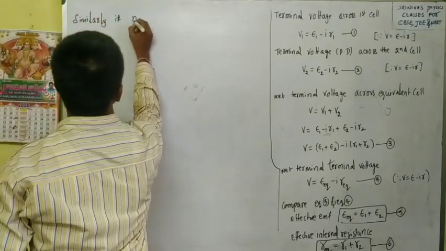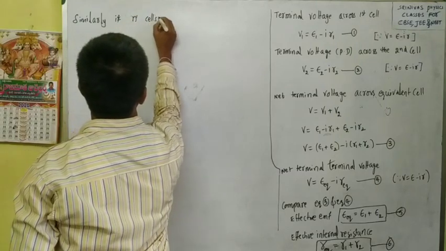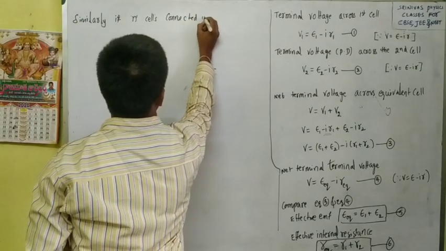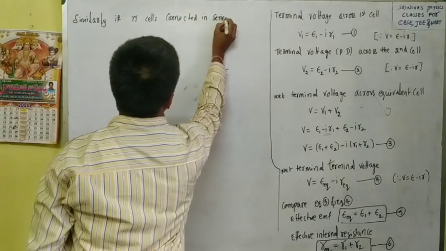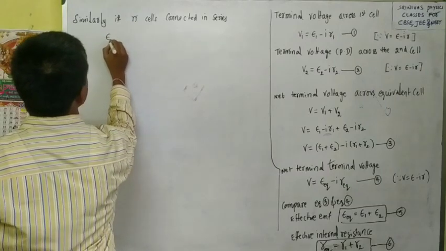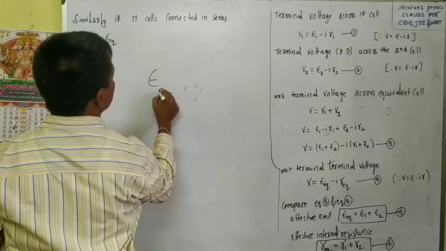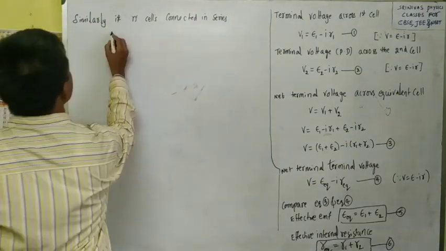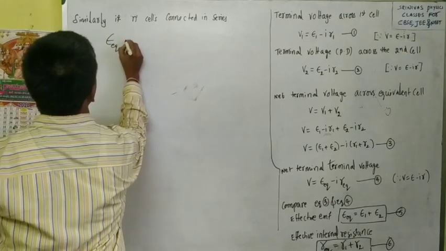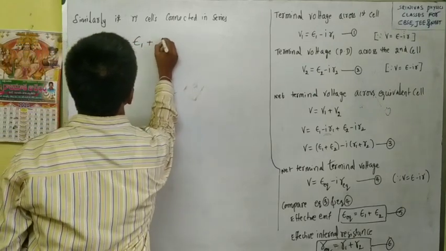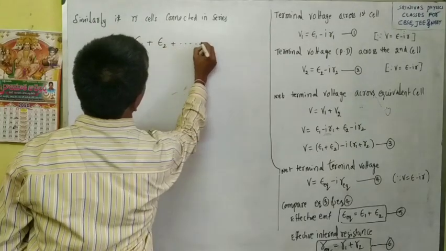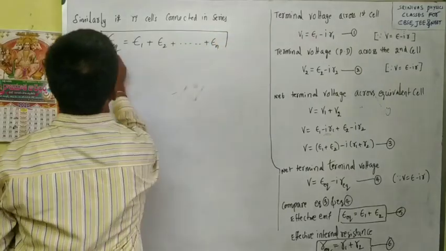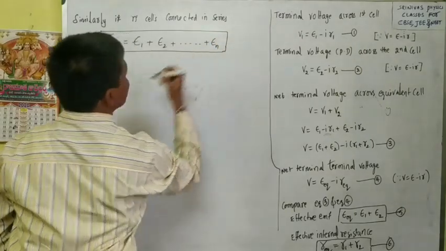Similarly, if n cells are connected in series, then the effective EMF formula is E equivalent. E suffix equivalent is equal to E1 plus E2 plus, and if more are there, we have to do the plus. Then we will get equivalent EMF as E1 plus E2 plus and so on En.